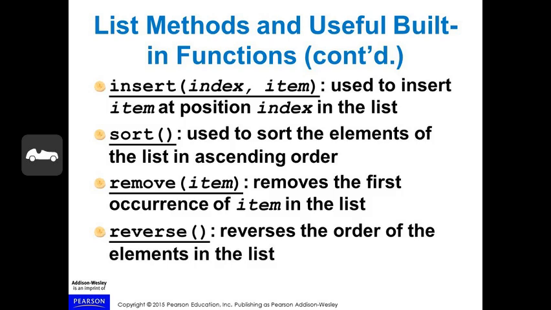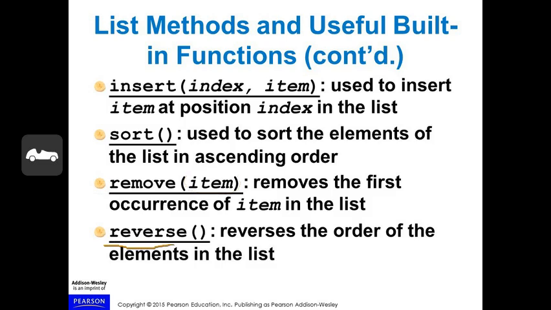Next method, sort. Sort will sort the items in the list so they appear in ascending order, from the lowest value to the highest value. The next method, remove, takes one parameter, item, and will remove the first occurrence of this item from the list. A ValueError exception is raised if the item is not found in the list. And reverse will reverse the order of the elements in the list.